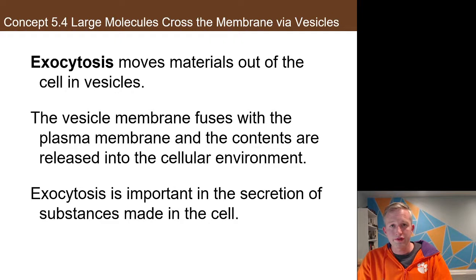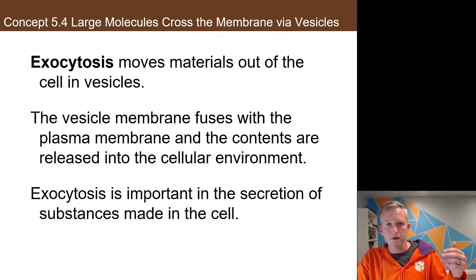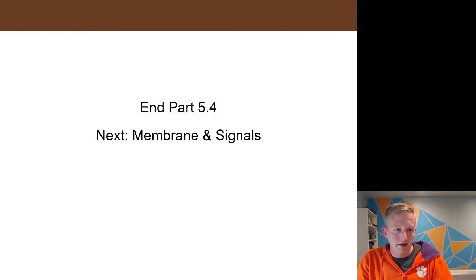Exocytosis, reverse the whole thing, just send it back out instead of in, and that's important for the secretion of waste products. It's important for the secretion of things made by the cell that need to be delivered elsewhere within the organism, and that's how we move large things.